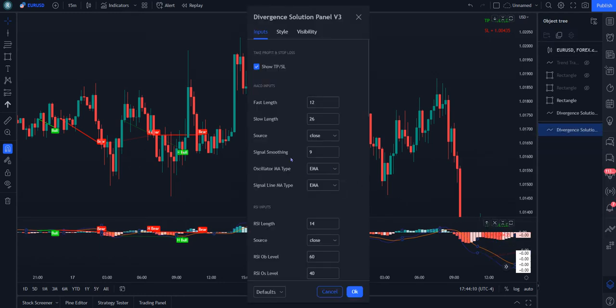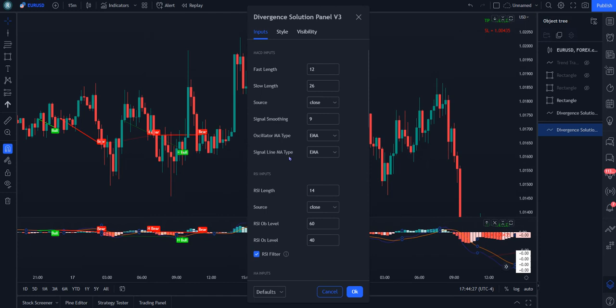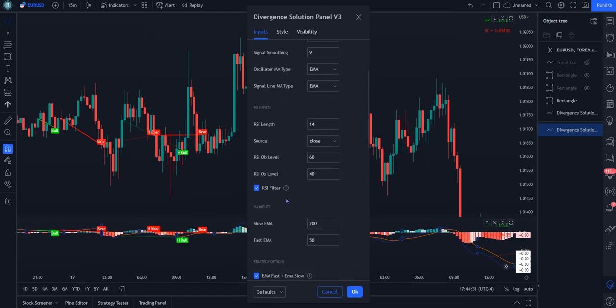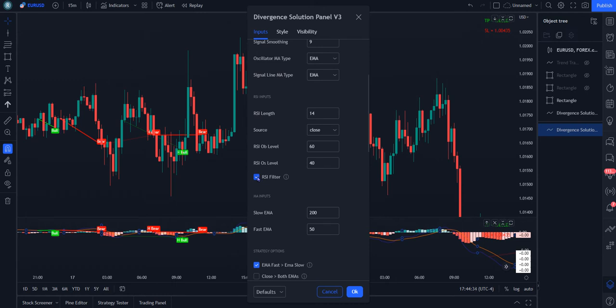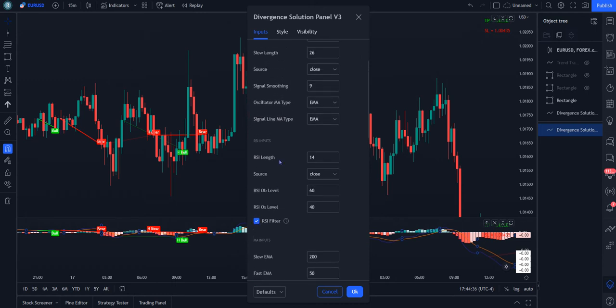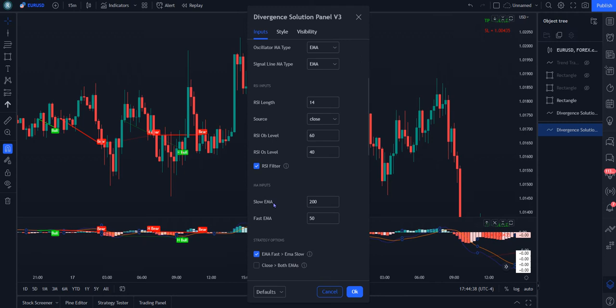So just quickly go over the indicator and the settings. You can have a show take profit and stop loss, which will show up there. You can have that on or off. Obviously you've got it up here too. It's got some MACD that you can change the settings for. It's got RSI. You can change the settings for that. You can even have the RSI filter on or off so that you're just showing the MACD along with the moving average inputs.